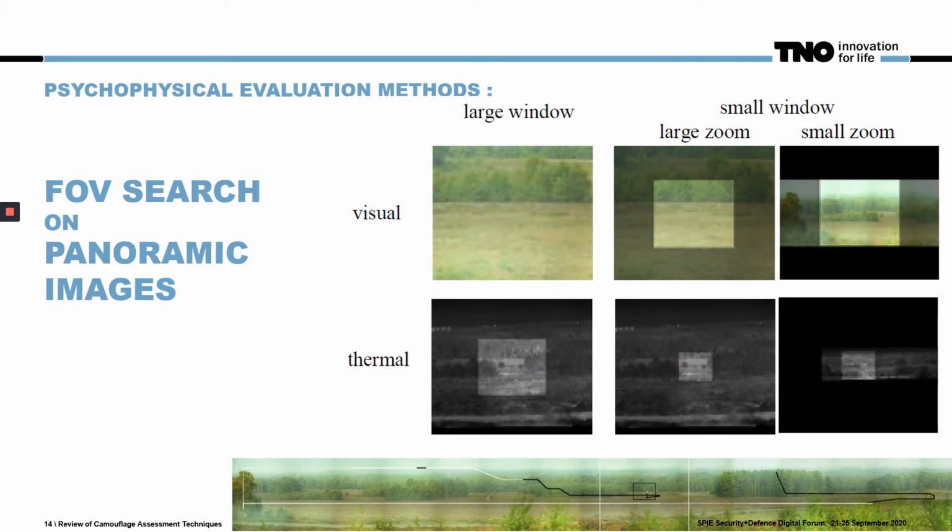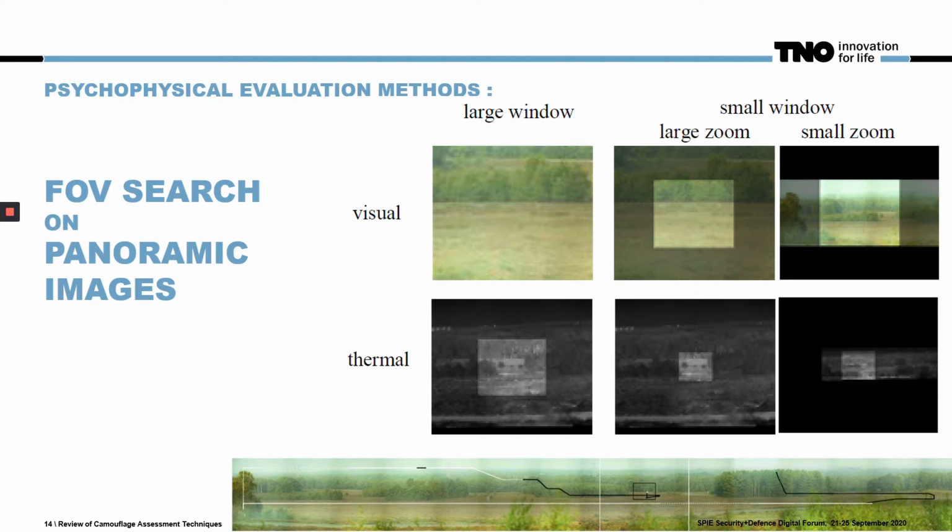The use of large panoramic scenes enables the investigation of the effects of field of view restrictions and zoom factors on human visual detection performance and search strategies. One can simulate either a large, on the left, or a small, on the right, viewing aperture, with either a large or small zoom factor.